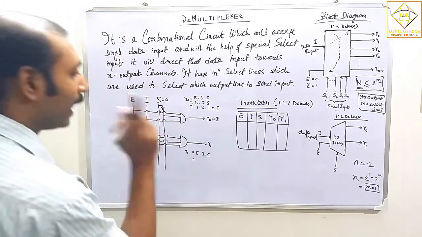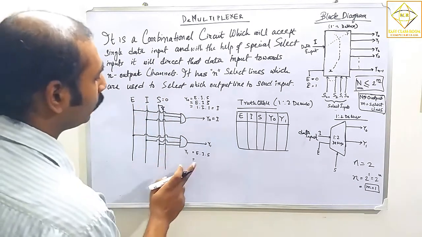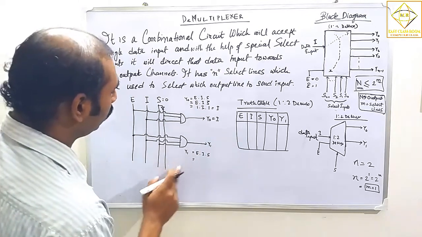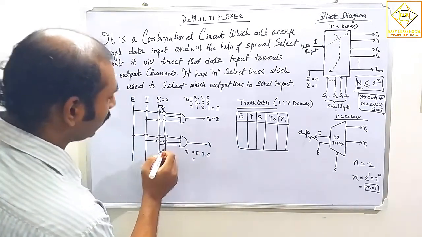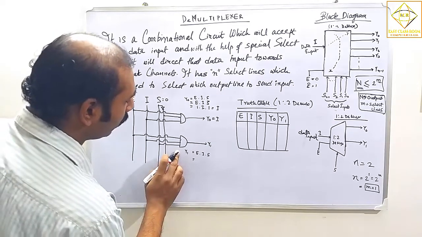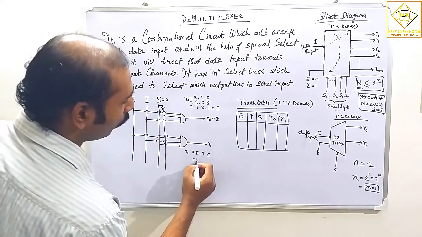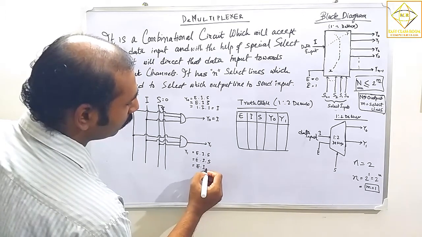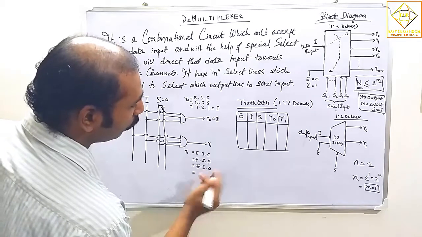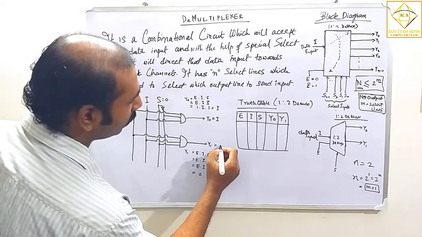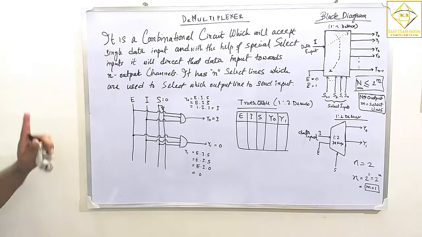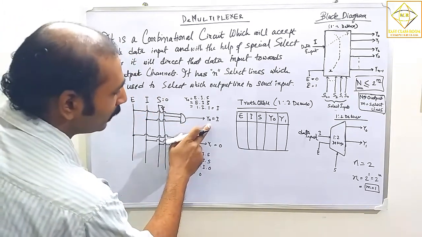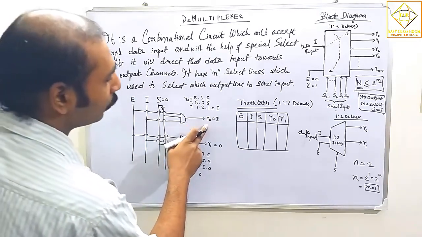At the same point of time, what will happen on this circuit as Y1? Since S is connected over here and S is 0, whatever we are ANDing with this S or 0 will be 0. So Y1 will be 0. So for S equal to 0, Y0 will be selected as output.